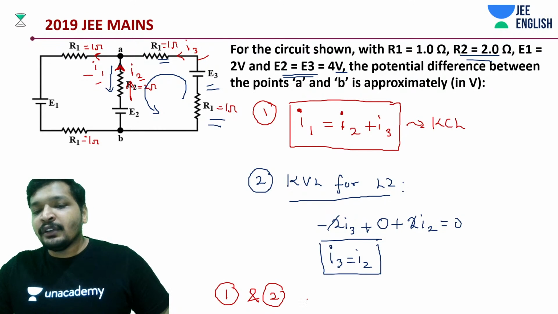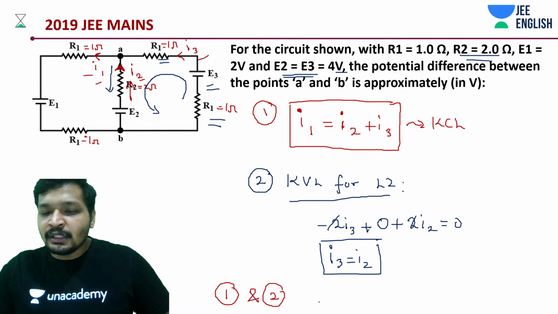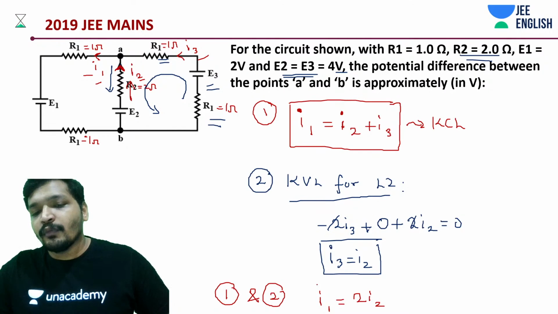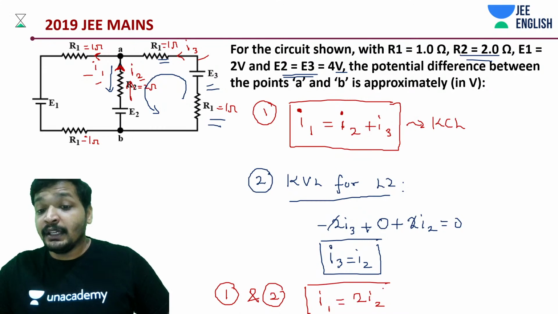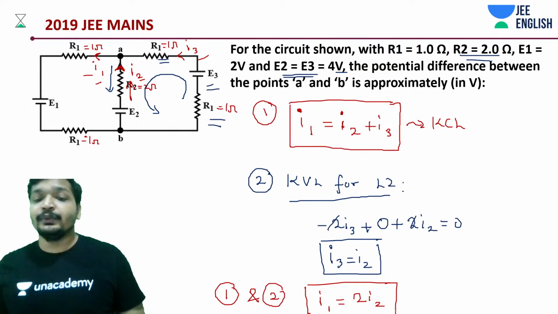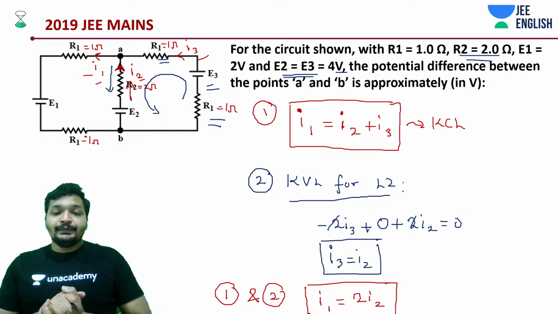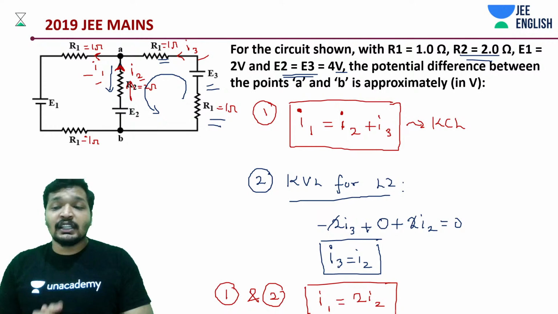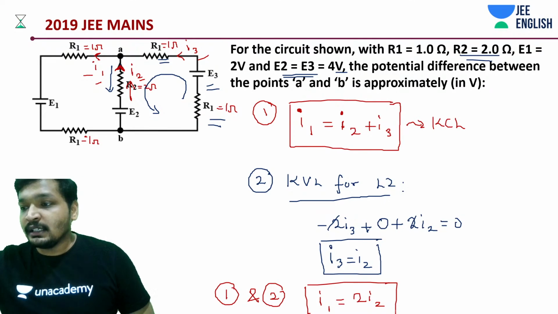So from here we know that if I'm going to substitute this value, I1 is how much? 2I2. Very interesting conclusion, isn't it? I1 is equal to 2I2. Okay, is that what we have? Double the current. Makes sense, totally makes sense. Logical, very logical, isn't it?